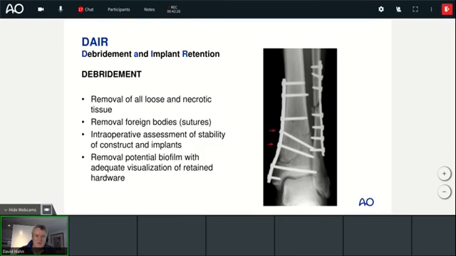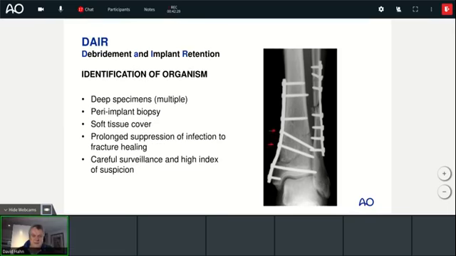But remember, once you've done all that, you've got to identify the organism. And that means deep and multiple specimens. We have a special pack of 6 sets of scalpels and forceps, all individually packed, and each one is for one specimen. And it's a tissue specimen, not a swab. So for deep tissue specimens, we use at least 5, but we use 6. And they've got to be from various places, and document where you've taken them from.